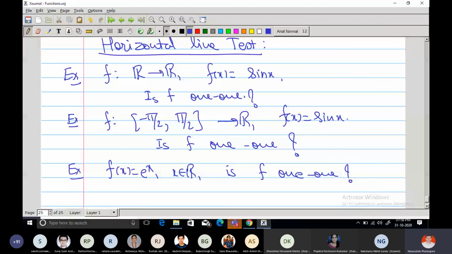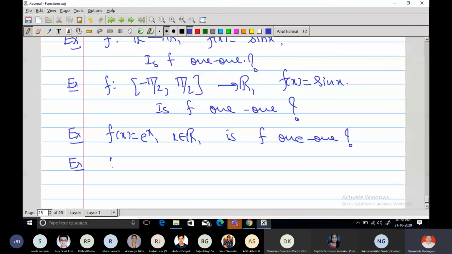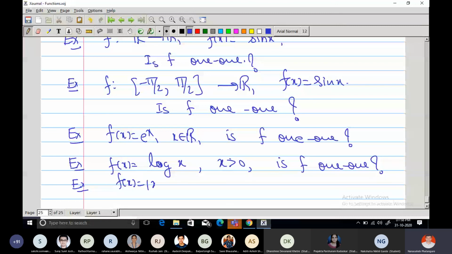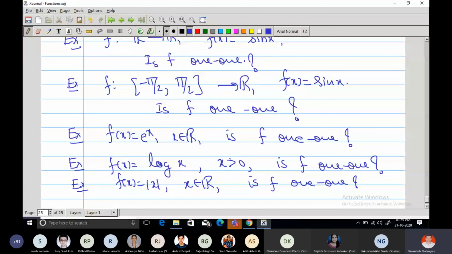So you think about the exponential function, right? f of x is equal to log x, for x positive, is f 1-1? And f of x is equal to absolute value of x on R, is f 1-1? So you think about all these problems. Next time we'll discuss more about one-one functions and bijective functions.